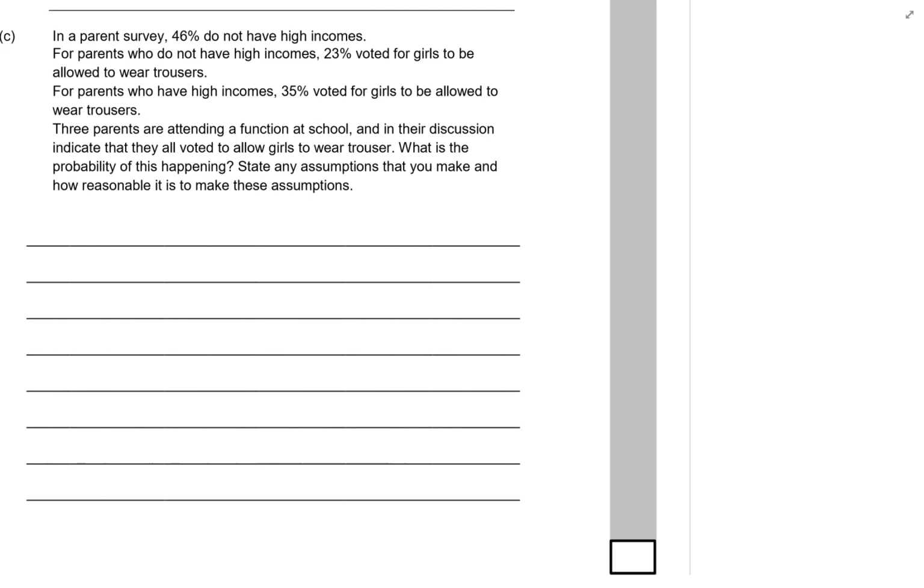So in a parent survey, 46% do not have high incomes. For parents who do not have high incomes, 23% voted for girls to be allowed to wear trousers. For parents who have high incomes, 35% voted for girls to be allowed to wear trousers.